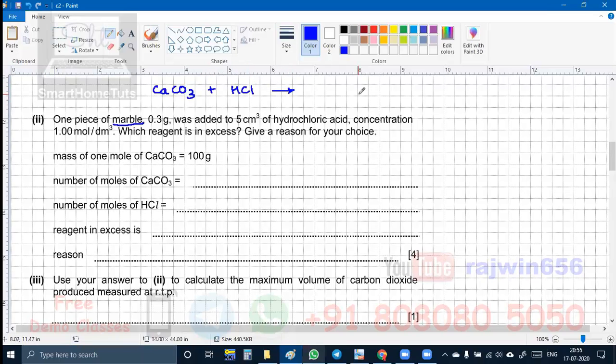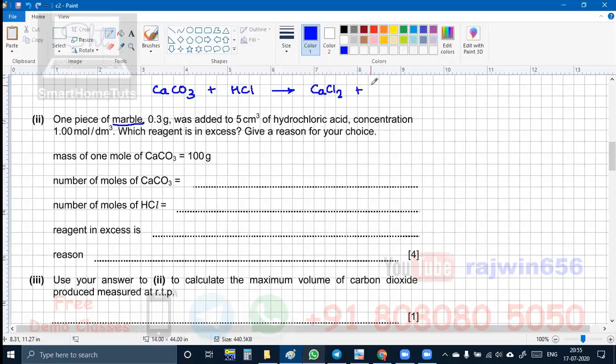What is this going to produce? CaCl. CaCl is wrong. It won't give you CaCl. CaCl2. Correct. Calcium chloride. Calcium is a group 2 element and Cl is group 7. So if you exchange these valencies, it's going to be CaCl2.